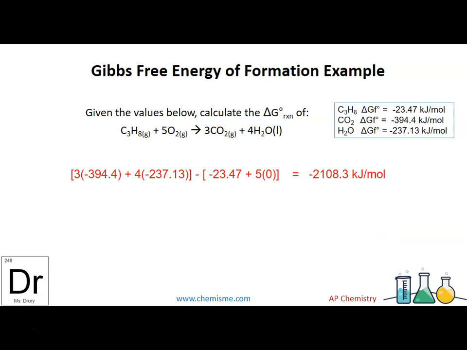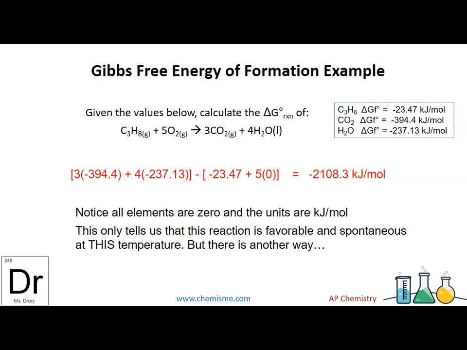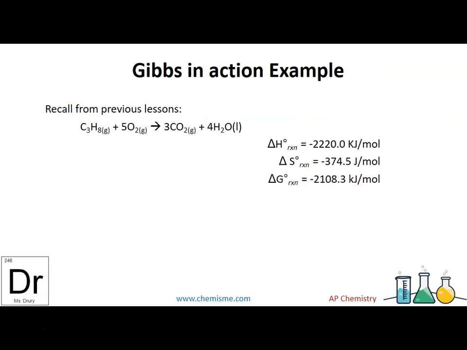which is similar to the heat values. Heat values are also kilojoules per mole. Remember that entropy, the weirdo one, is not. Entropy is joules per mole Kelvin, and therefore we'll have to do some finessing with those units. Also, entropy was not 0, so entropy is the odd one out here. So again, elements are 0, the units are kilojoules per mole, and this only tells us if the reaction is favorable and spontaneous at this temperature. There are other ways to calculate the Gibbs at different temperatures.